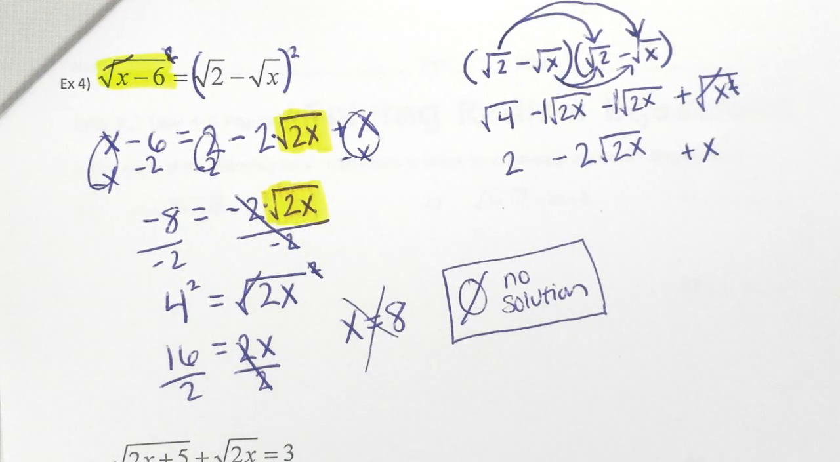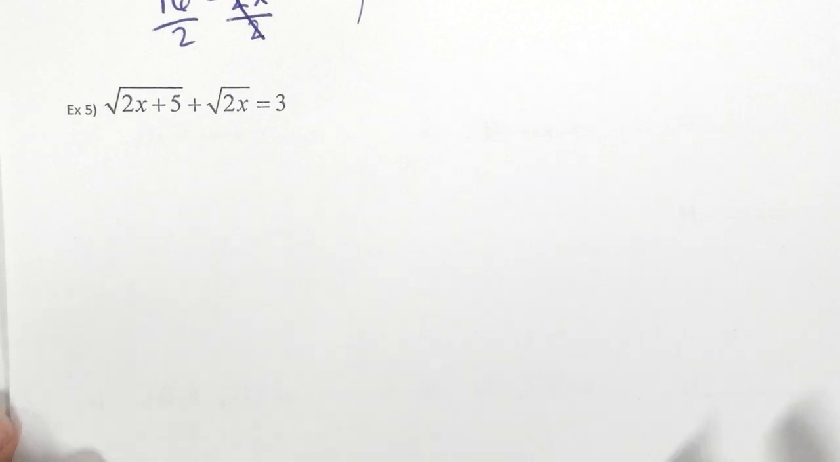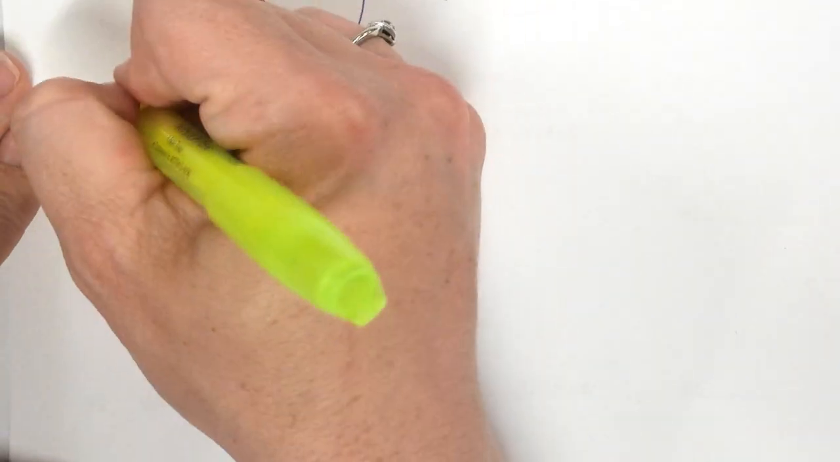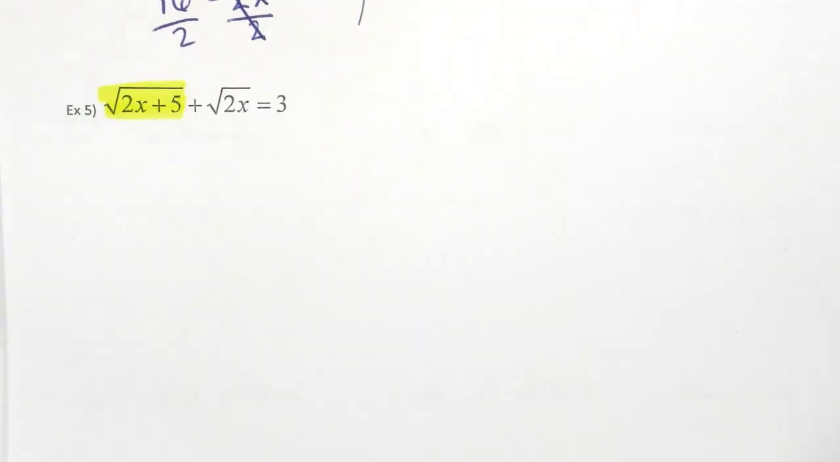Okay, one more. It's similar, but it has a couple different things that I want to talk about, so we're going to do it, and then you'll have time to practice today and then more time tomorrow. Okay, so look at example 5. So again, I said that we always want to get our larger radical alone first. So this is the one that's larger. So how do I get that by itself?